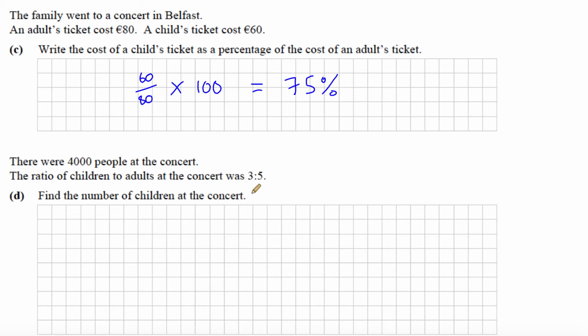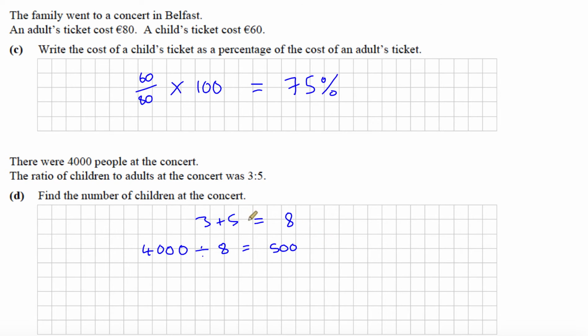Okay, so when we're doing a ratio question like this, the ratio was 3 to 5. So we're going to add those ratios. So 3 plus 5 is 8. And then we're going to divide the number of people at the concert by 8. Okay, so 4,000 divided by 8, that gives us 500.